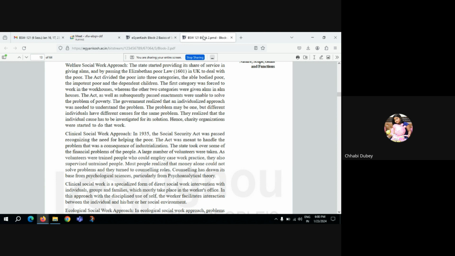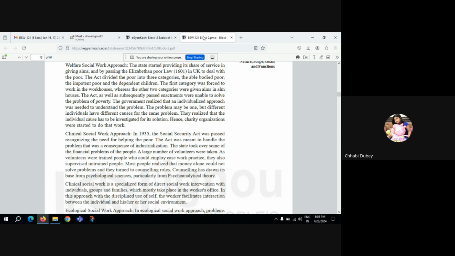Now this counseling has its base from psychological sciences, particularly from the psychoanalytic theory which was given by Sigmund Freud. Okay, so most of the counseling approach in social work, or the clinical approach in social work, draws its roots from the psychoanalytic theory, or what is known as the Freudian theory. Okay, and Sigmund Freud and his theory on psychoanalysis is a very important factor that started the clinical movement, or the clinical approach in social work.